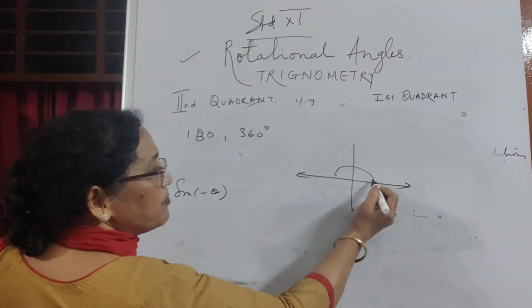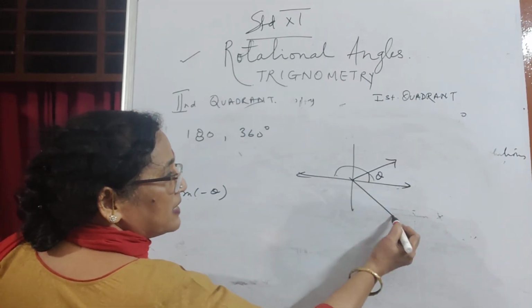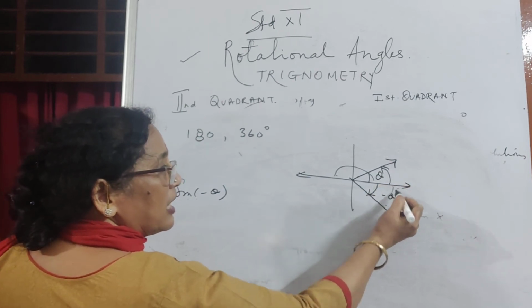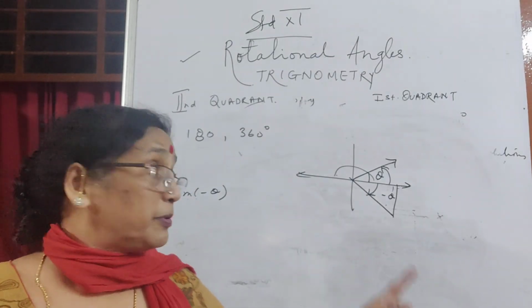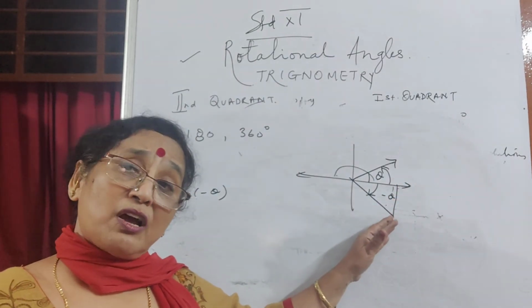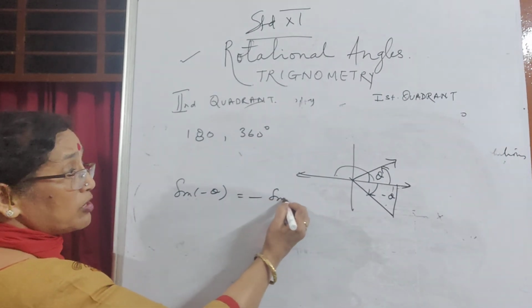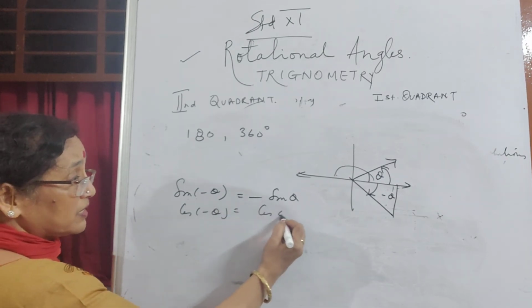Sine of minus theta. This is theta, children. This is theta, and minus theta is here. This is clockwise theta, and minus. So again, fourth quadrant: base is positive, hypotenuse is positive, perpendicular is negative. And you know this is cos cows. That is why, because it is cos cows, this is minus sine. Cos of minus theta is cos theta.